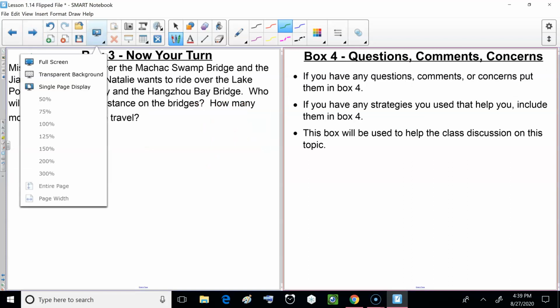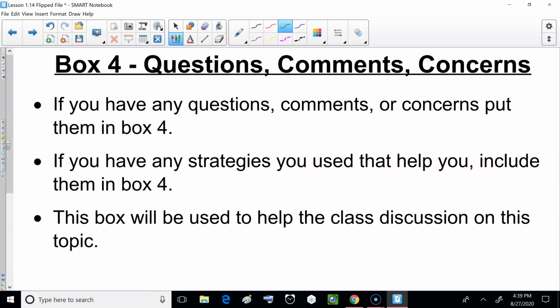As always, if you have any questions or comments or concerns, feel free to write those down, and we can share those with the class to help us be able to answer and work through word problems. Also, if you have any strategies that you use to help you, feel free to include those as well that can help other class members who may be struggling with still working on these word problems.